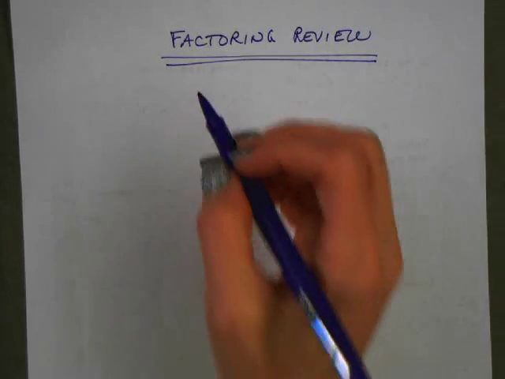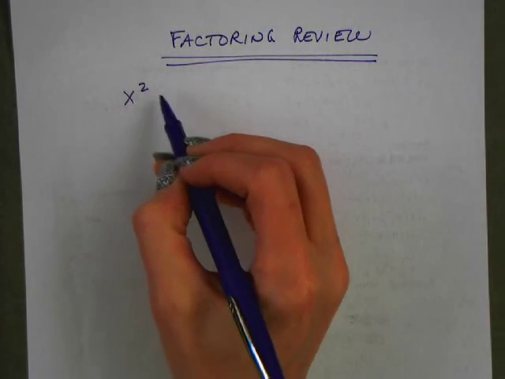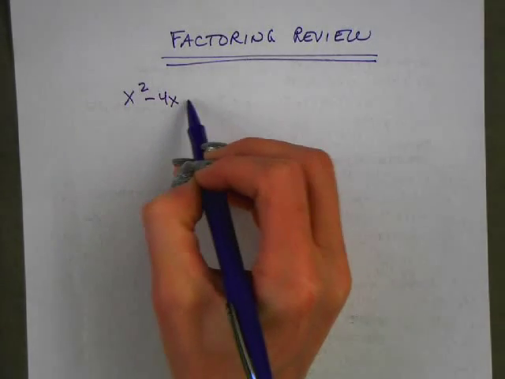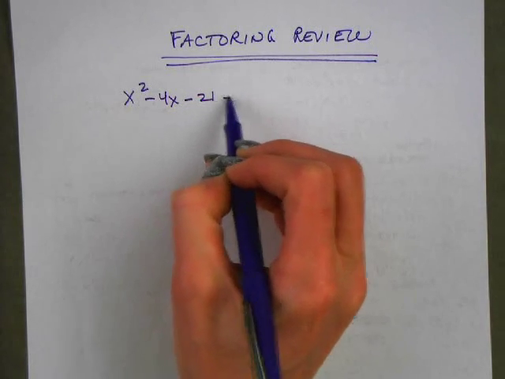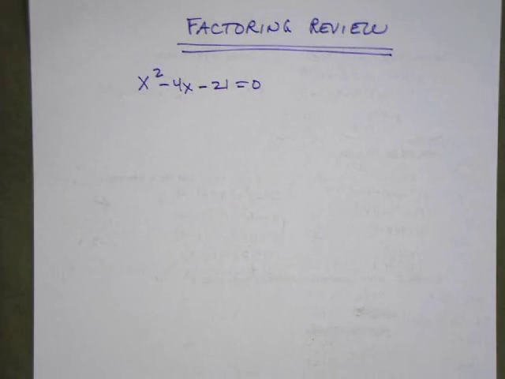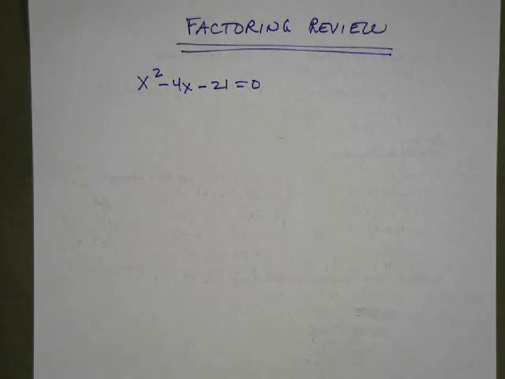I'm going to do x squared minus 4x minus 21 equals 0. Okay? And so in solving quadratics, we need to go from the equation down to their factors. We need to find the factors for a quadratic equation. That's going to be step number 1.